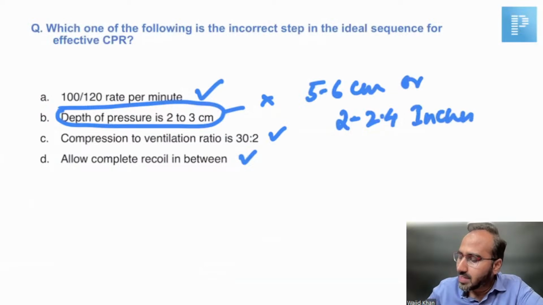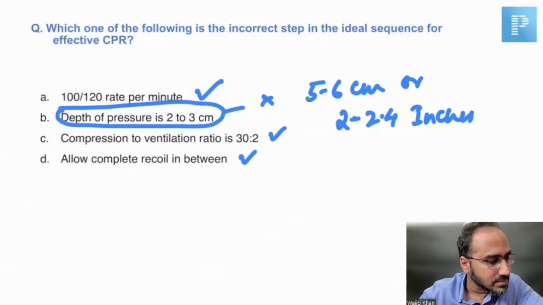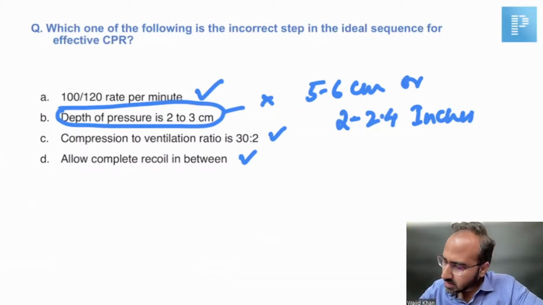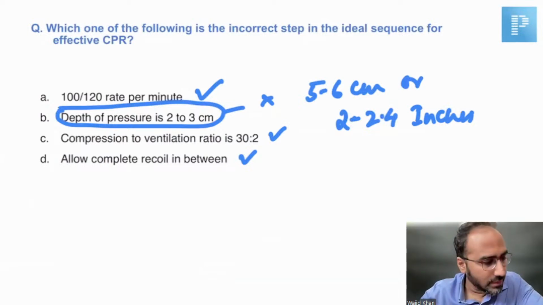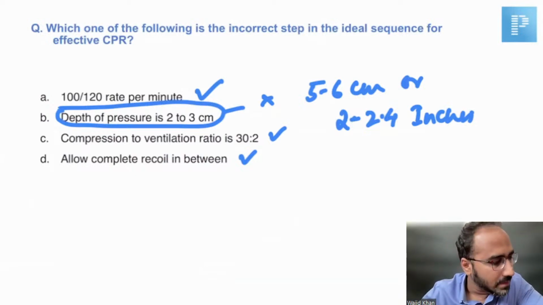2 to 2.4 inches. Okay. So that was the question regarding the depth of compression. It was 3 to 5. Again, 3 to 5 is also not the right thing, guys. 5 to 6 centimeters is the right depth of compression. 3 to 5 can be done for the pediatric cases, or basically in one hand chest compression for pediatric age group. But other options were the same.